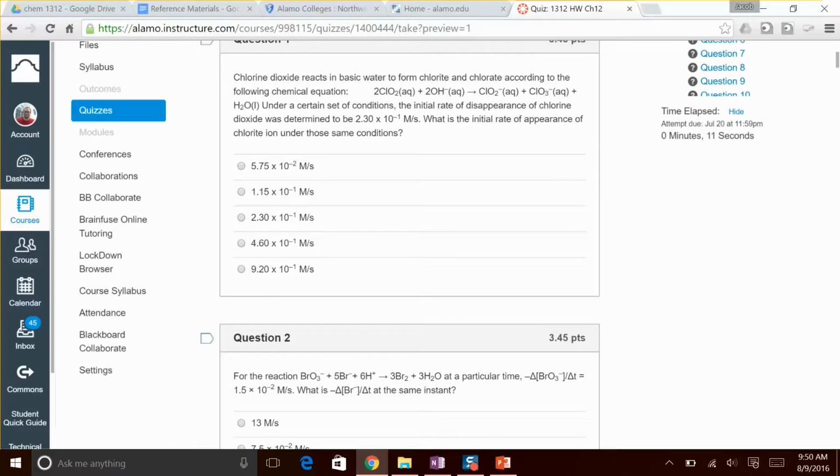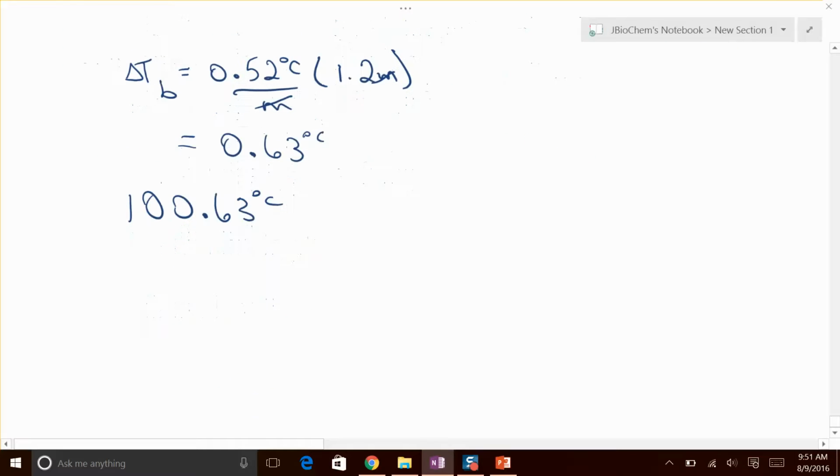Okay, so chlorine dioxide reacts in basic water to form chloride and chlorate according to the following reaction. The initial rate of disappearance of chlorine dioxide was determined to be 2.30 times 10 to the negative 1 molar. What is the initial rate of appearance of the chlorite ion under these same conditions? Okay, so we're looking at what the relationships are. So the disappearance of chlorine dioxide, ClO2. So how would I relate those two things? 2 to 1. Okay. So with rate, we want to write them this way: negative 1/2 the rate of ClO2 equals.